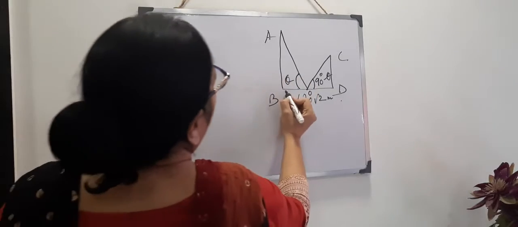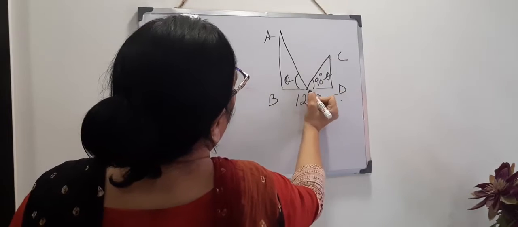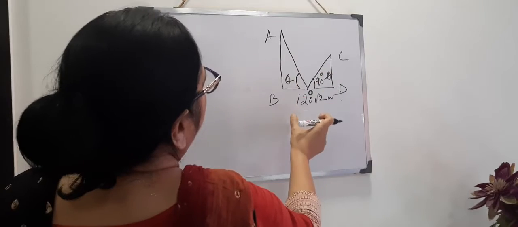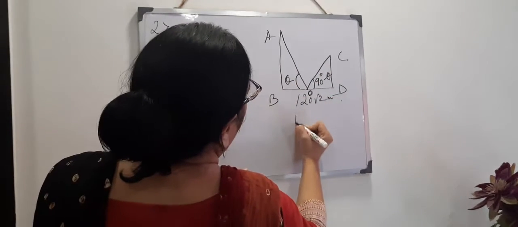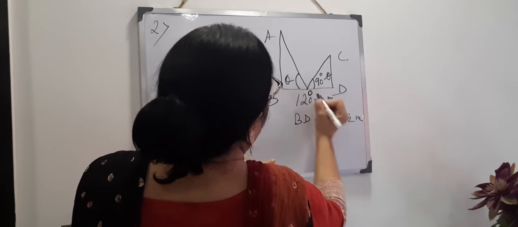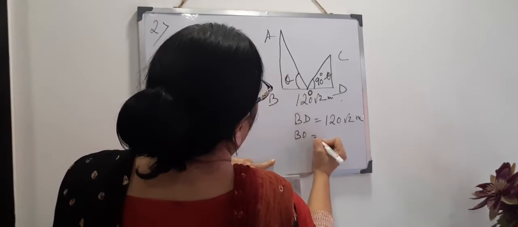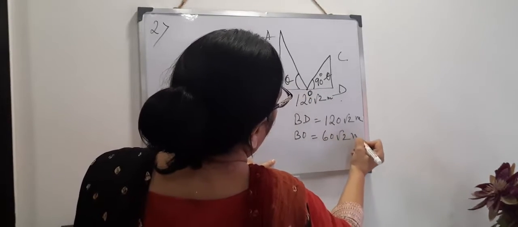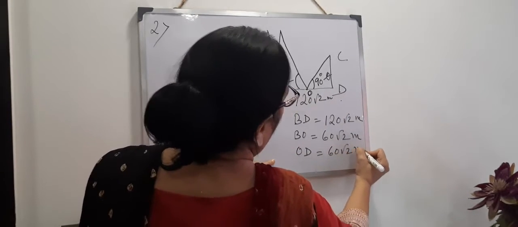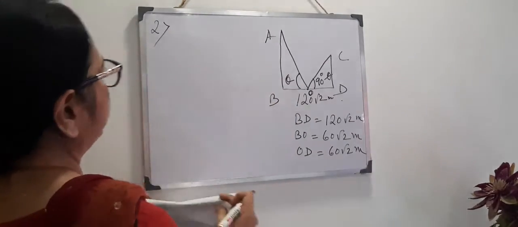Okay. Here we are getting two triangles, ABO and COD. Clear? In these two triangles, what is given? This is total. BD is given 120 root 2. Clear? And O is the midpoint. So this one BO will be 60 root 2 meter and OD will also be 60 root 2 meter, as O is the midpoint. Now we will apply tan.